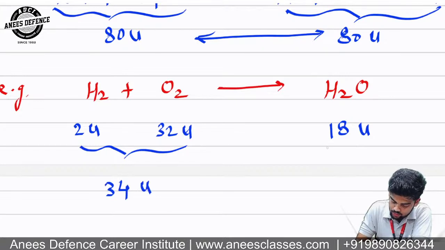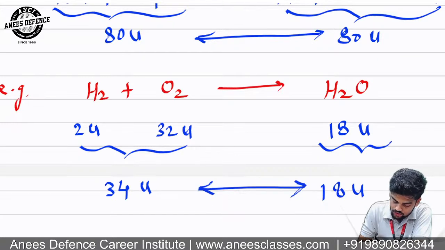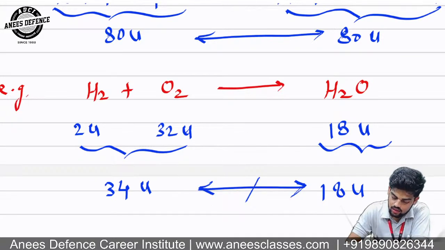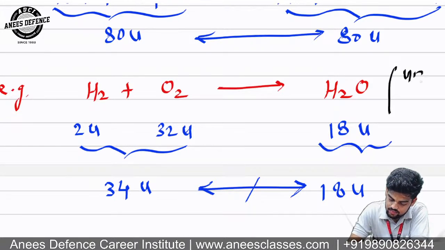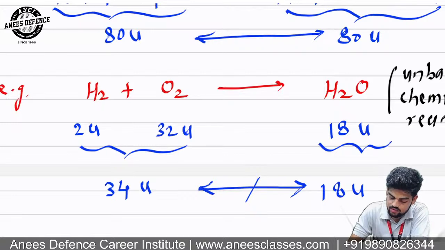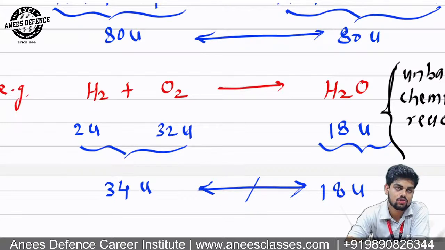So you can observe that the mass of reactant becomes 34 U, and the mass of product becomes 18 U, and this is not equal. Why is this not equal? Because this is an unbalanced chemical reaction. So for an unbalanced chemical reaction, the law of conservation of mass does not hold.